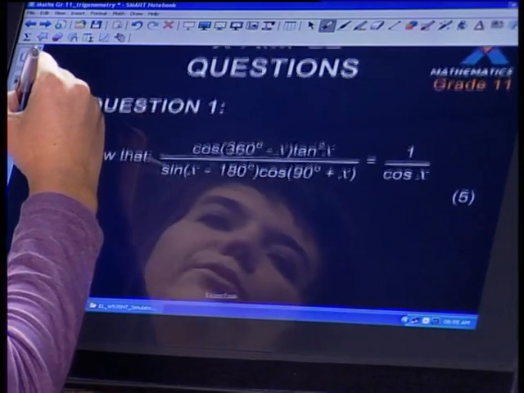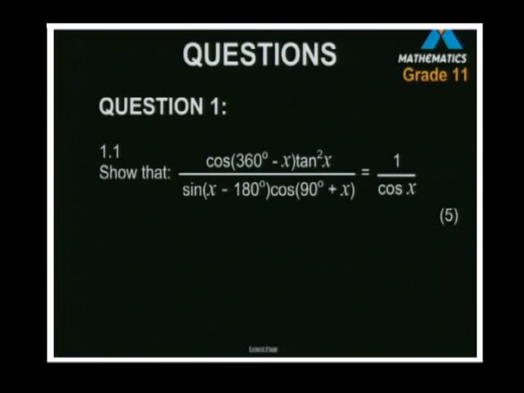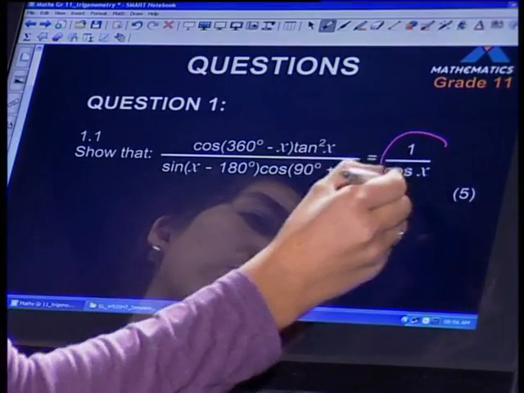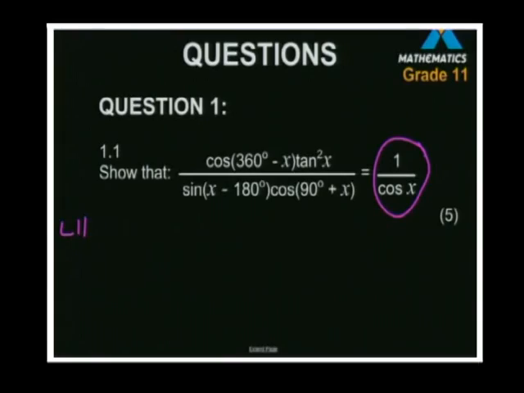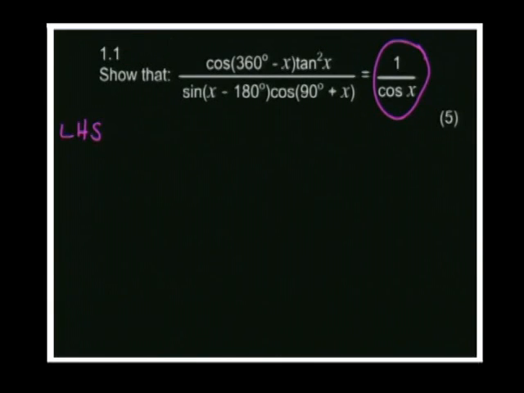Right, let's start with the first example so that we can make sense of what I was just talking about. Number 1 says, show that cos(360 degrees minus x) times tan squared x over sine(x minus 180) cos(90 plus x) is equal to 1 over cos x. So I need to prove here that the left is equal to the right. Another tip that I can give you is start with the more complex side. You can't start simplifying 1 over cos x because that's in its simplest form. So you will start writing down the left-hand side, and we will start working with that.